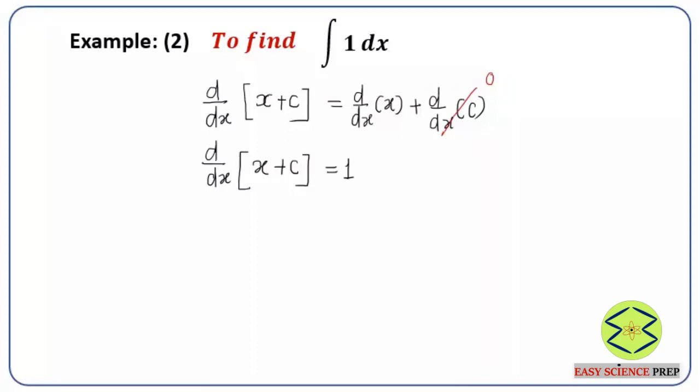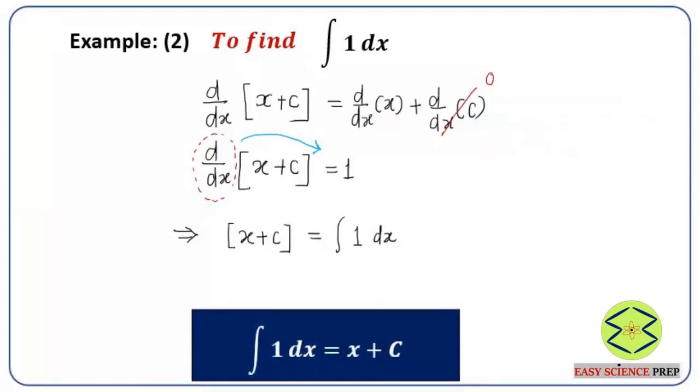So as per rule, integration is antiderivative. It means if I take this dy dx and bring it on this side, this is going to become integration of this function. So I can write down here that x plus c is nothing but the integration of 1 with respect to x, that is 1 dx. So that is why integration of 1 dx is nothing but x plus c. So we have got here integration of 1 dx is x plus c.